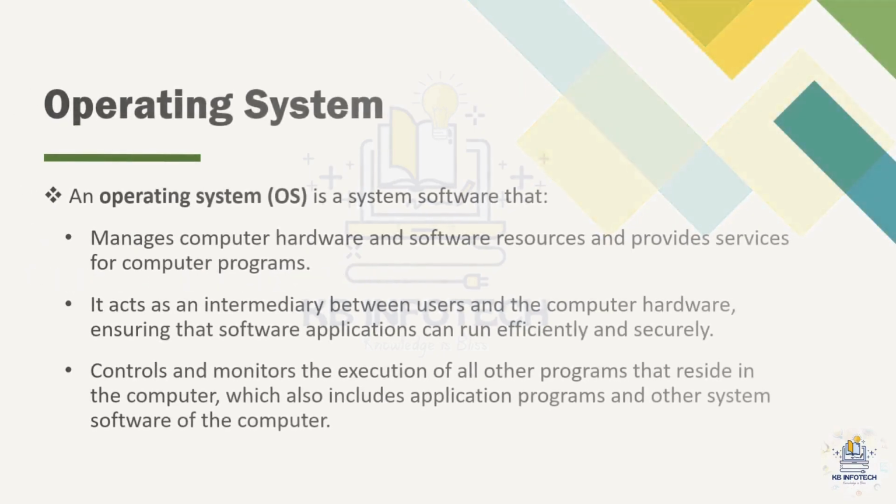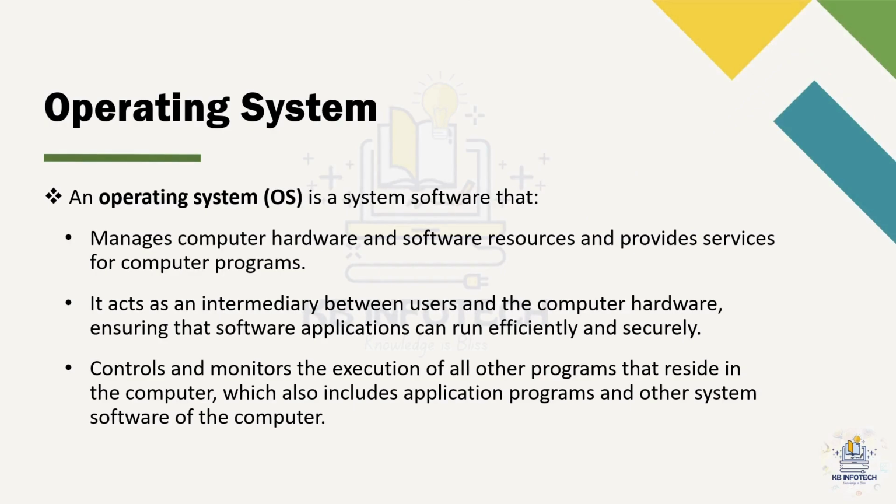So, what is an operating system? As most of us know, it is the system software that manages computer hardware and resources and allows interaction with the hardware to perform useful tasks. In simple words, it acts as a bridge between user and the computer hardware. It controls and monitors the execution of all other programs that reside in the computer, which also includes application programs and other system software of the computer. Some examples of operating systems are Windows, Linux, Mac OS, and Android, etc.